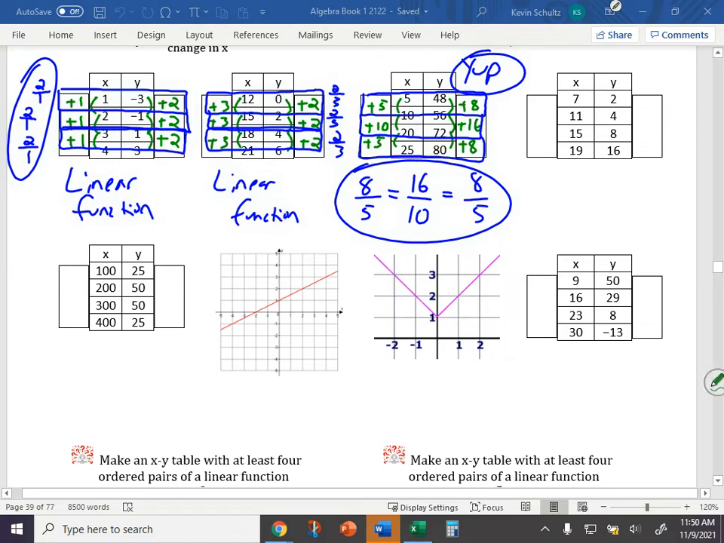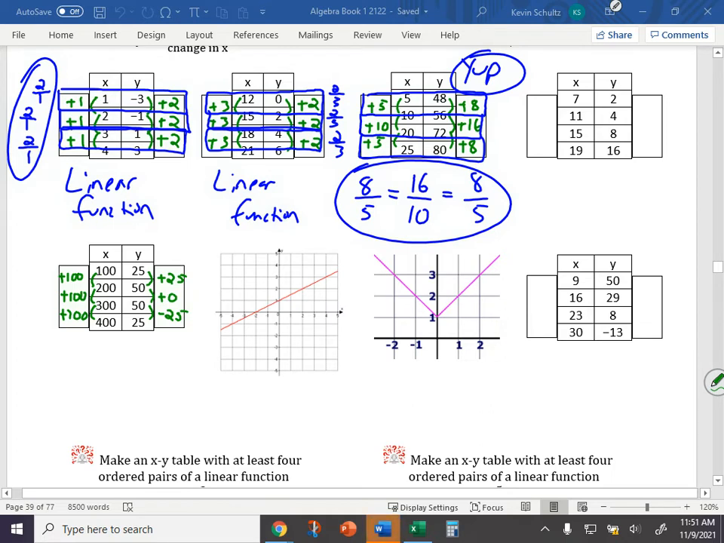So let's take a look at this. Our first step, find that change in y. Plus 25. 50 to 50 is plus 0. 50 to 25 is minus 25. This is not looking good for linear function status here. Going over to the x's, 100 to 200 is plus 100. 200 to 300 is plus 100. 300 to 400 plus 100.